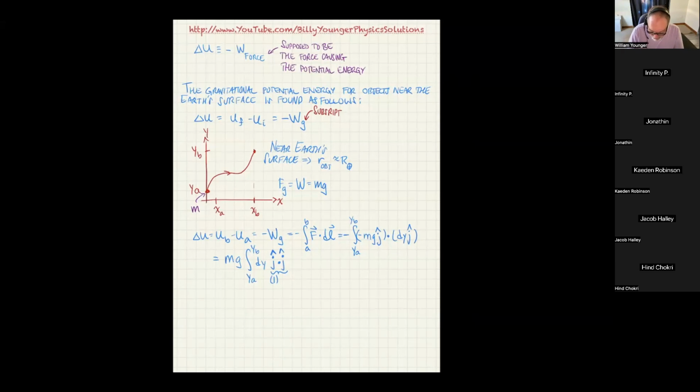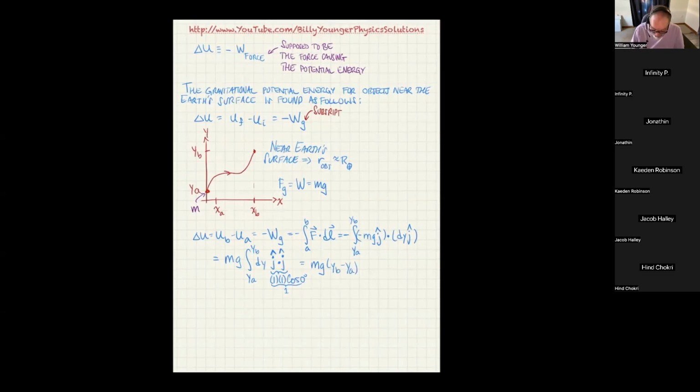So when I take the unit vector dotted with a unit vector, the magnitudes are both 1, and these two are identical, so the angle between them is 0. So I'd say times the cosine of 0, which of course all this multiplies to just give you 1. So ultimately, all I get is mg times the integral of dy, which is just y. So this is going to be yb minus ya.